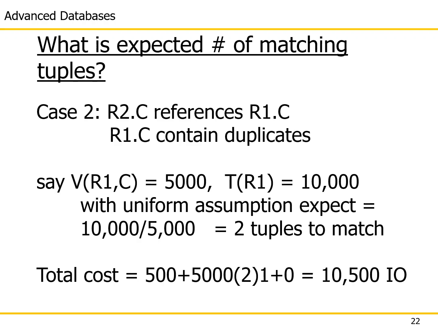And that's what you see in the last line. The total cost is 500 IOs for reading all of R2, plus going to the R1.C index 5,000 times, and every time getting 2 matches on average. Multiplying 5,000 by 2 gives you 10,000, and the index is still in memory, so we're not paying anything for the index. So the total now is 10,500 IOs if R1.C has duplicates.